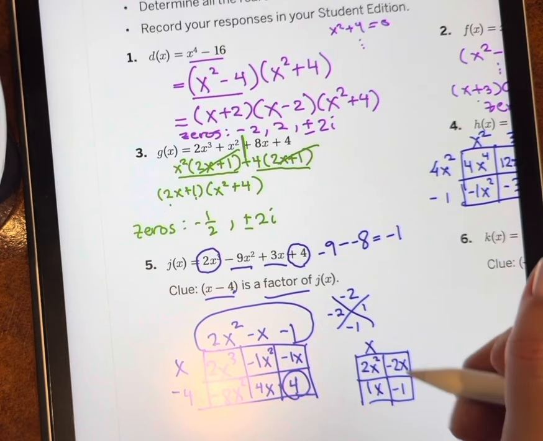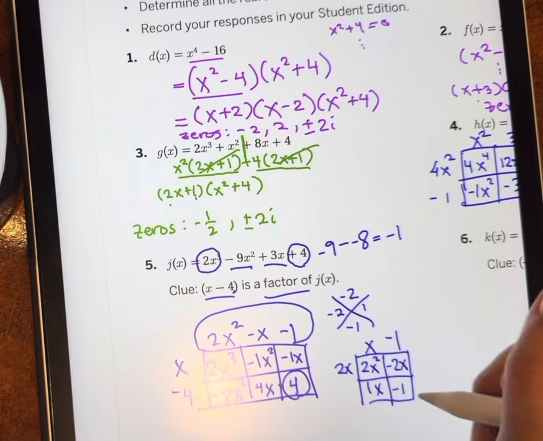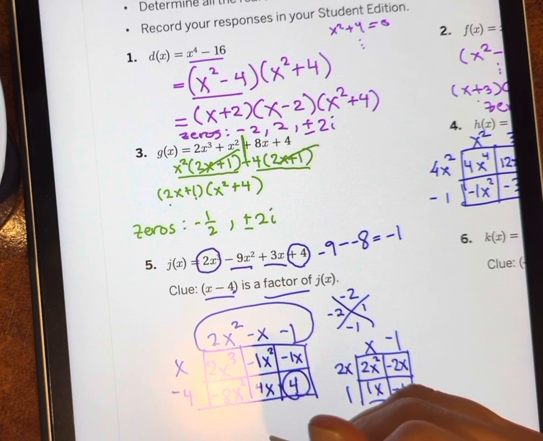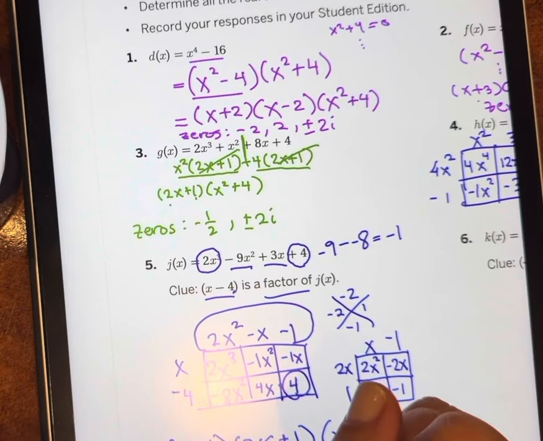X comes out of here, negative 1 comes out of here, 2x comes out of here, positive 1 comes out of here. So this factors into the x minus 4 they gave us, the 2x plus 1 that we found, and the x minus 1 that we found. And that means that I've got some zeros. There's 1 at positive 4. There's 1 at the opposite of this number divided by that number. And there's 1 at 1.